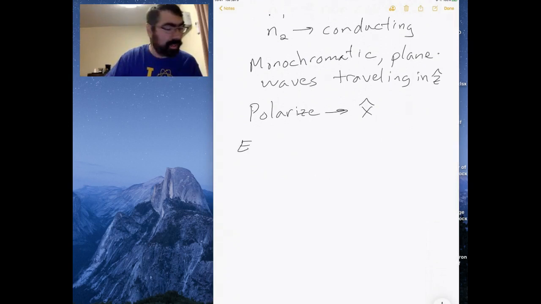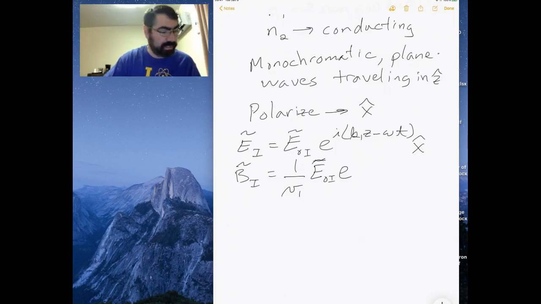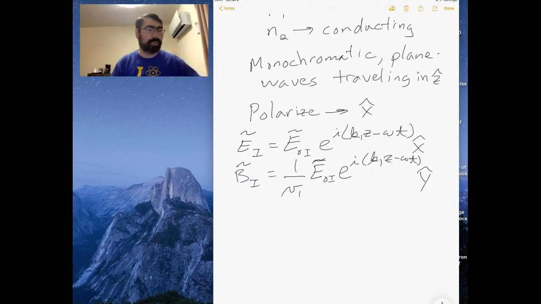So for the electric field, this is a complex wave. The incident wave is the amplitude times e to the i (k1 z minus omega t) in the x direction. The incident B field is 1 over the velocity in medium 1, E incident, e to the i (k1 z minus omega t) in the y direction, since this is a doubly transverse wave.